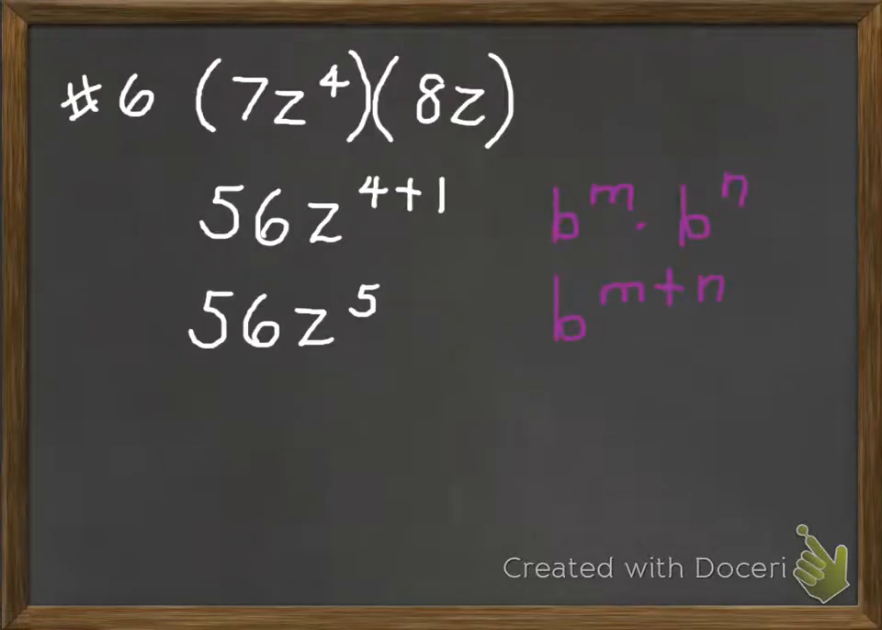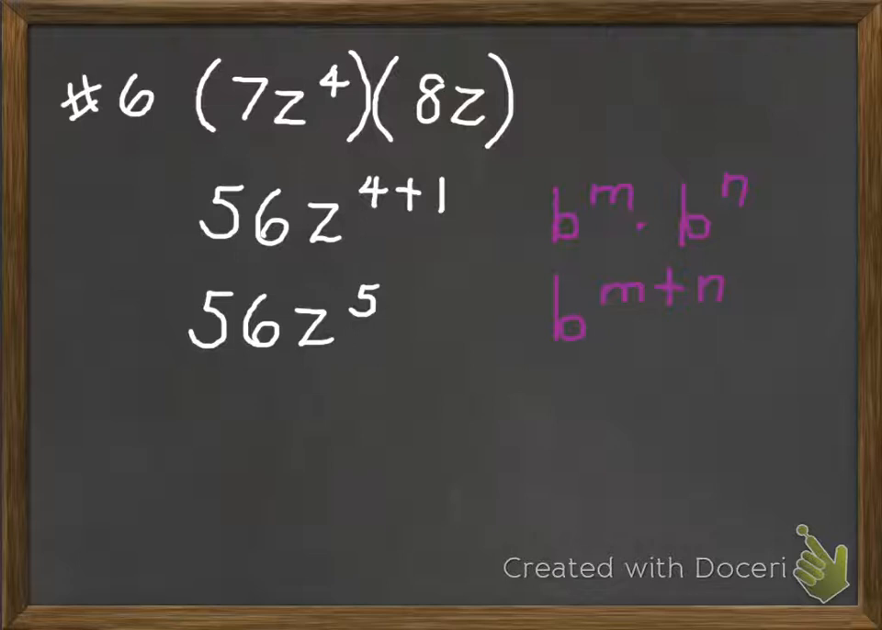Number 6. We're asked to simplify 7 times z to the 4th power times 8 times z. Well, first we multiply the numbers. 7 times 8, we get 56. And then multiplying z to the 4th times z is easy to do because we can apply the product rule.